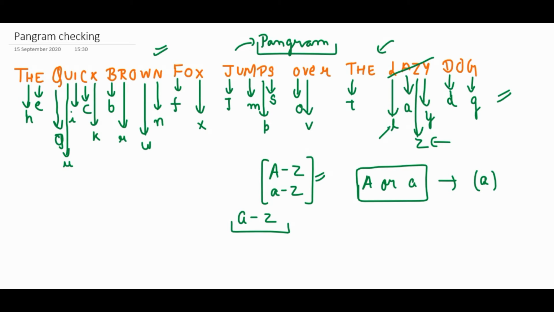If I remove this lazy from here, this sentence will not contain L and Z in it. Okay, so we have an extra A and an extra Y already in this sentence, but we don't have L and Z. So this will not be a pangram because it will not contain L or Z. Now I think you have got the question. Now let's see how we can approach this.